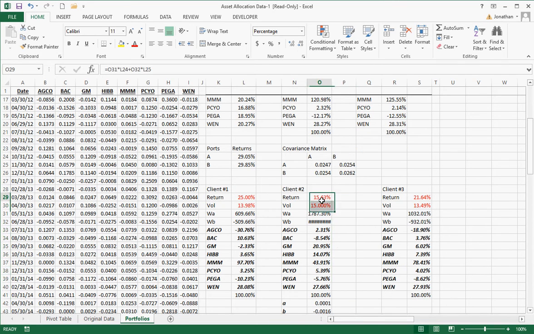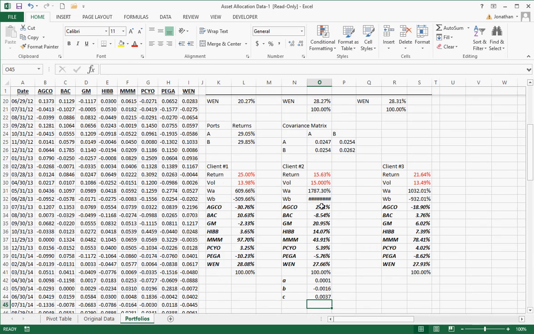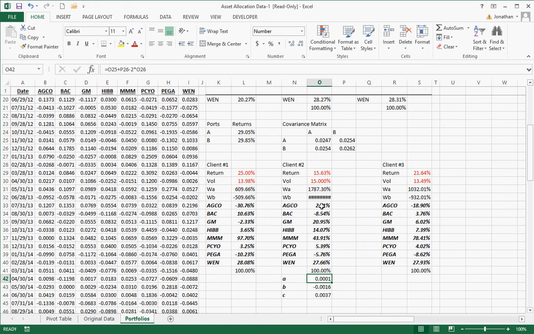We have a volatility the client requests, say 15%. And the way we're going to do that, we need to have an A, B, and C because we're solving the quadratic equation. And A is going to be the same thing as the variance of A plus the variance of B minus 2 times the covariance. And then B is equal to 2 times the covariance minus 2 times the variance of B.